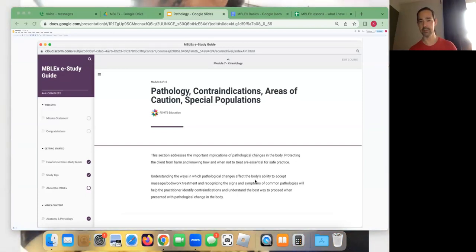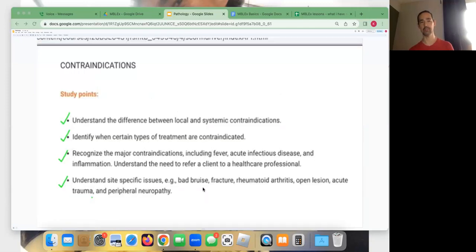Understanding the ways in which pathological changes affect the body's ability to accept massage or bodywork treatment, and recognizing the signs and symptoms of common pathologies, will help the practitioner identify contraindications and understand the best way to proceed when presented with pathological changes in the body. We were just talking about that: the skin, the bones, the ability to sense pressure.